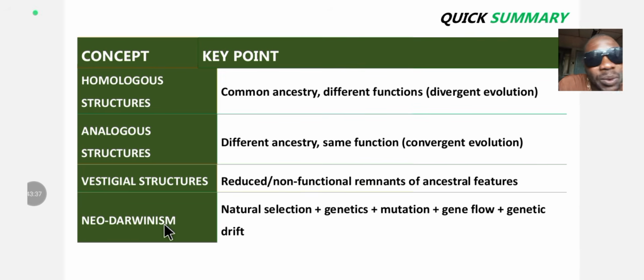All right, so what is neo-Darwinism? Neo means new. Neo-Darwinism is like an improvement. They improved Darwin's theory and modified it to include natural selection plus genetics plus mutation plus gene flow plus genetic drift. Everything is inside neo-Darwinism. Neo means new, new Darwinism. It involves natural selection, genetics, mutation, gene flow, genetic drift, and so on and so forth.